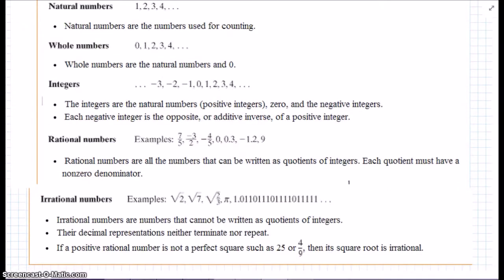And then finally, irrational numbers. The examples in the book are square root of 2, pi, square root of 7, some non-repeating decimal. Irrational numbers are numbers that cannot be written as quotients of integers, and their decimal representation neither terminates nor repeats.